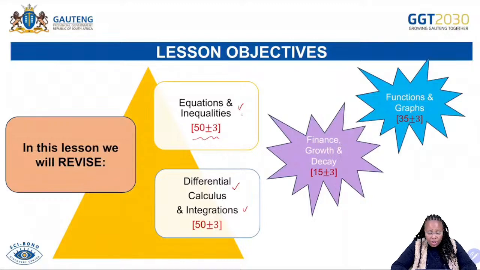In addition to this, remember paper 1 also has finance, growth and decay, which is worth 15 plus minus 3, and functions and graphs, which is 35 marks plus minus 3. That means the two topics taking most of your marks are equations, inequalities and complex numbers, and differential calculus with integration, which are both worth 50 plus minus 3 on your paper 1. Hence our focus will be on these two for today.